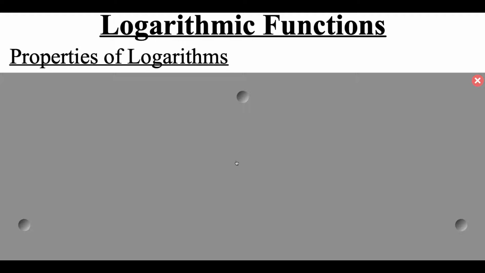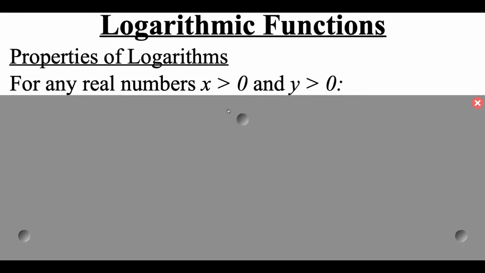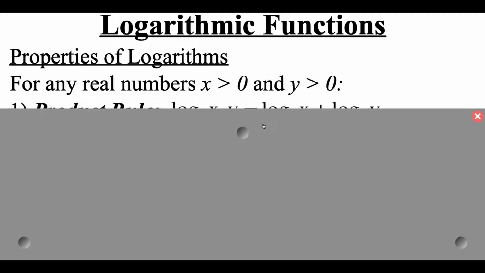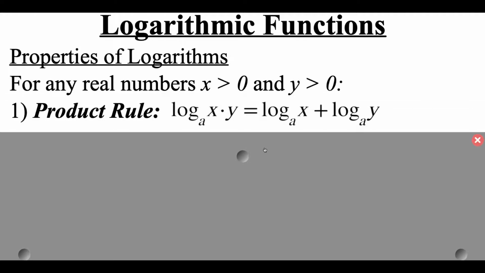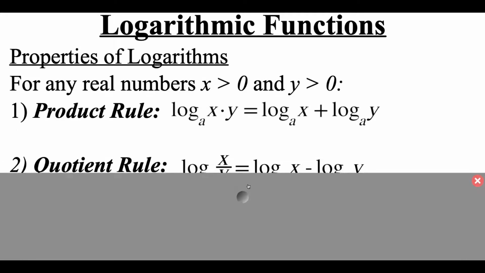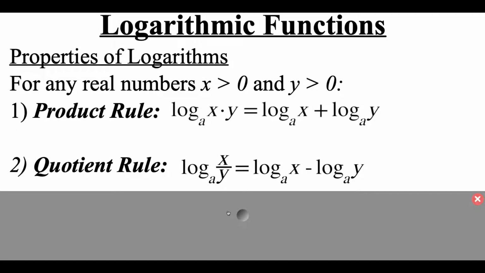A few more properties that we're going to take a look at. For this to work, we're going to let x be some number greater than 0, and also y is going to be some number greater than 0. The first rule we've got is a product rule, and these will hold true for any base a. So if you have log base a of x times y, the product rule says that you're allowed to split that up into two separate logarithms using addition. So log base a of x plus log base a of y. Now similarly, we do have a quotient rule.